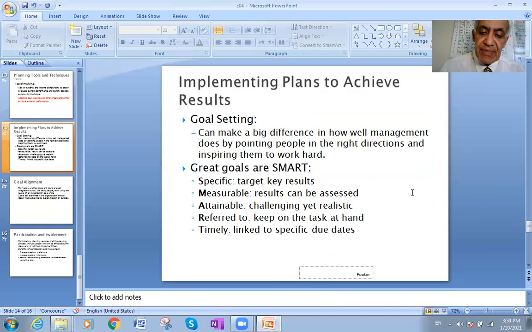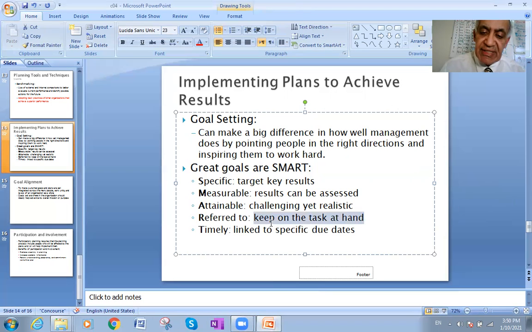Relevant, keep on the task at hand. T, timely, means on time. Everything you plan is on time.